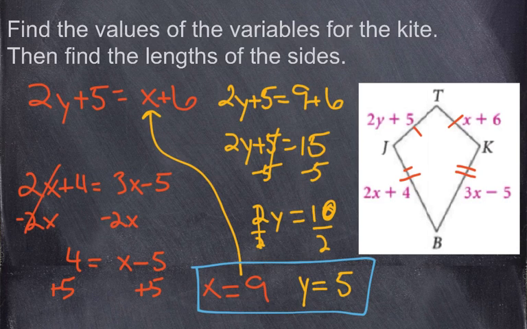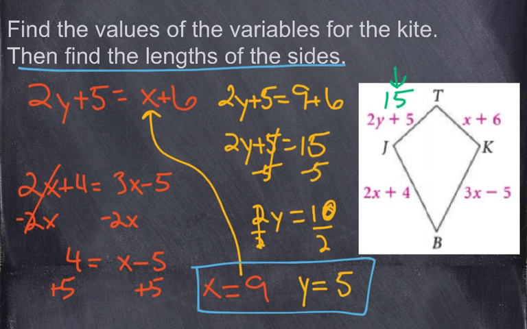Now notice, you always want to finish reading the question here. It says, then find the lengths of the sides. So if we go ahead and plug these values in, this is a great way to check your work too, is to plug back in. So we know that y is 5, so let's find JT first. So 2 times 5 is 10, plus 5 is 15.